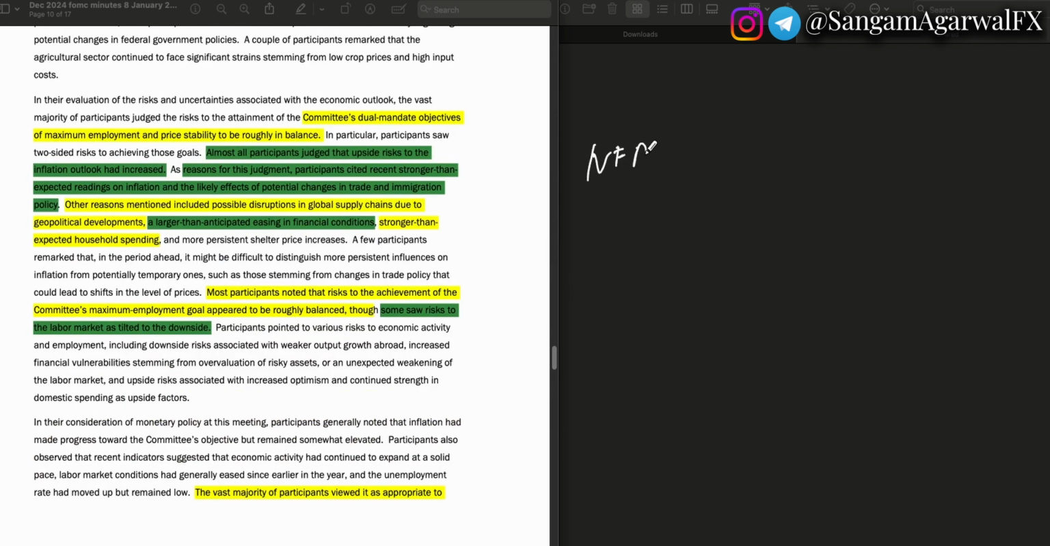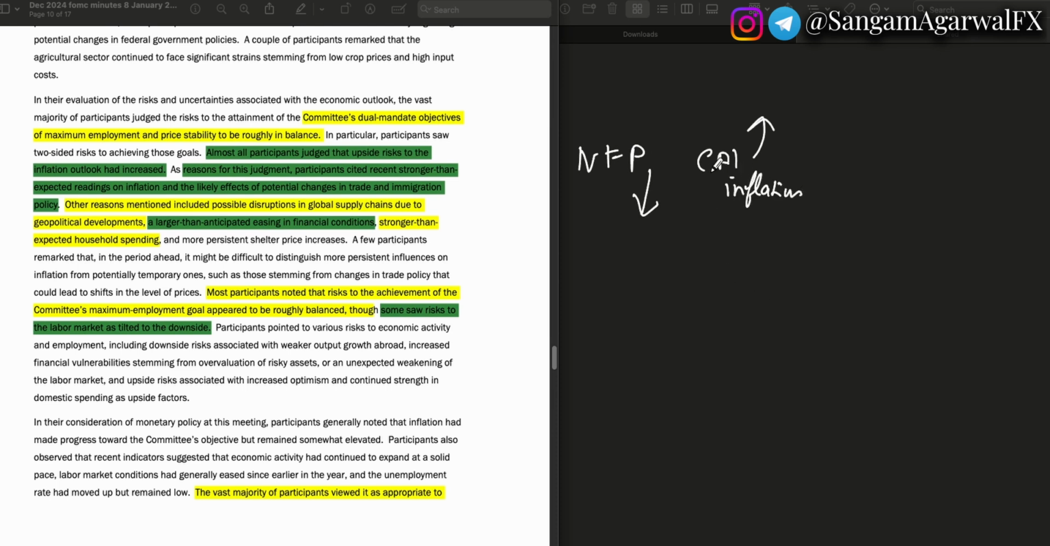So their two goals: CPI, upside risk to inflation; second, NFP, you can read: some saw risk to the labor market as tilted to the downside. That is a big shocking change. So they are saying NFP downside risk, CPI upside risk. That means NFP can decrease and inflation CPI can increase.